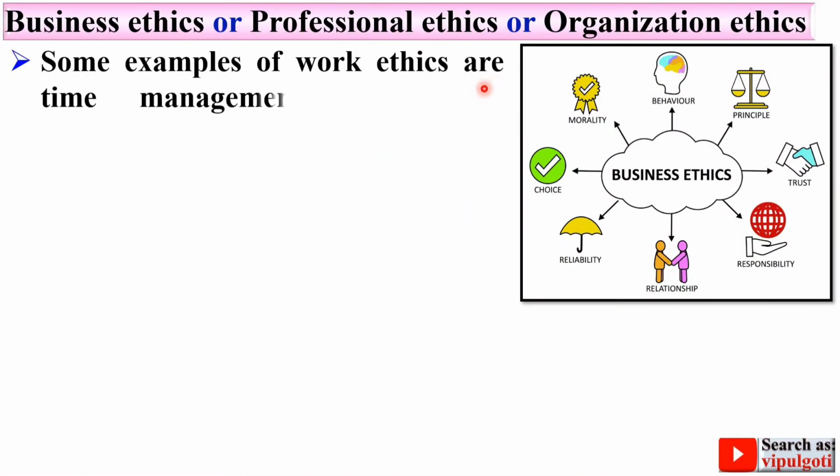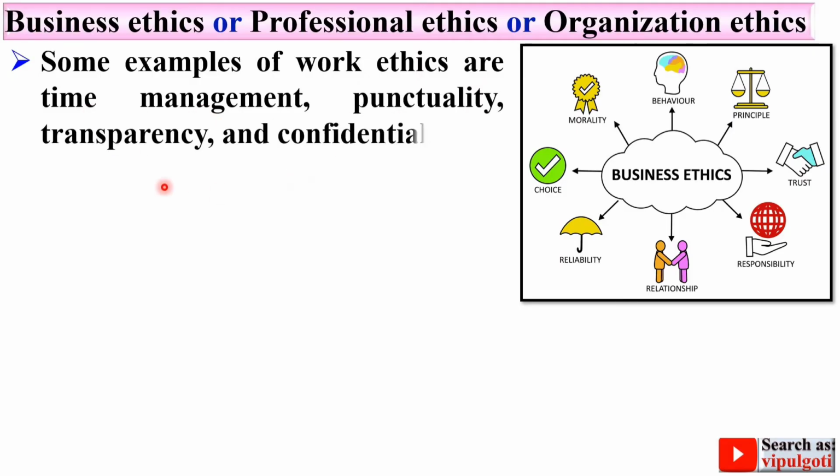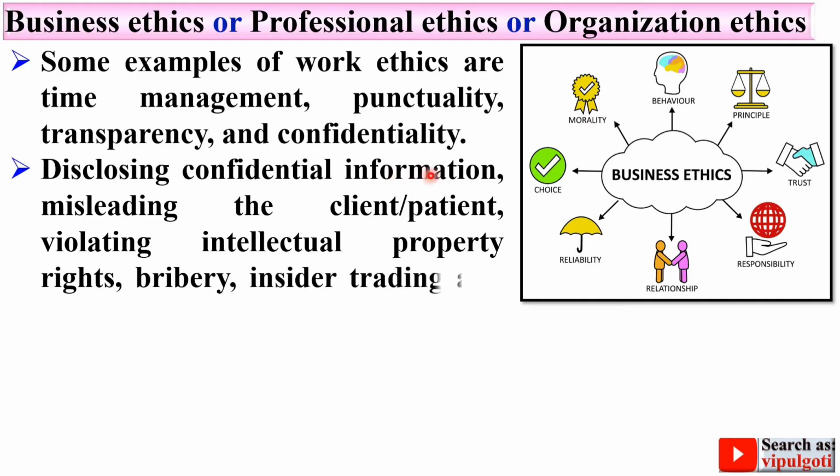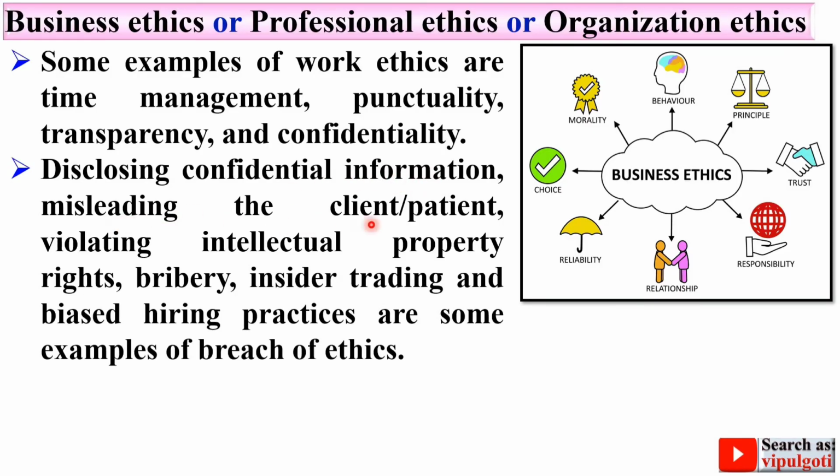Some examples of work ethics are time management, punctuality, transparency, and confidentiality. Disclosing confidential information about the policy or about the monopoly of the business, misleading the client, or it can be the patient for the doctor, violating intellectual property rights, bribery, insider trading, and bias hiring practices are some of the examples of breach of ethics. So these are all examples of breach of ethics, like disclosing confidential information, misleading the client, violating intellectual property rights, bribery, bias hiring practices.